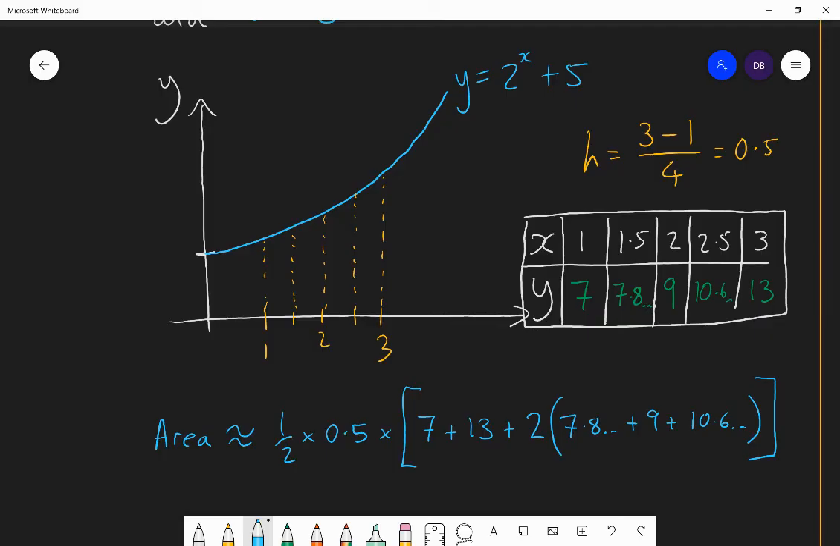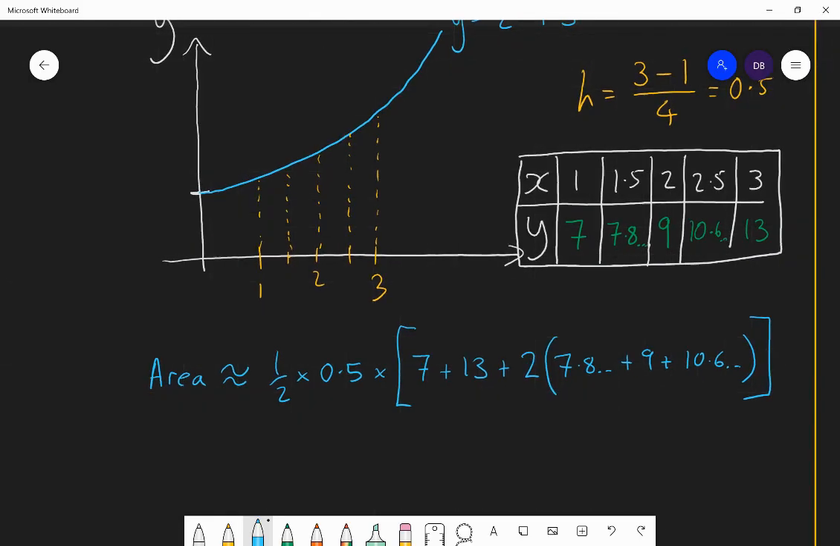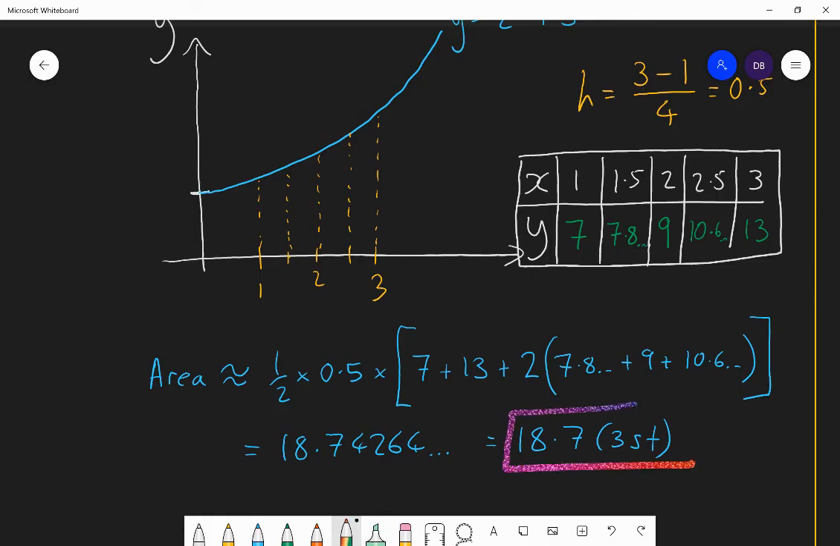And that calculation will give you the area of the 4 trapezia, which is an approximation for the area under the curve. And that will equal 18.74264... But since I'm giving an estimate, I shouldn't be that accurate with this at all. Okay, so 18.7 to 3 significant figures is my area that I've created using the trapezium.